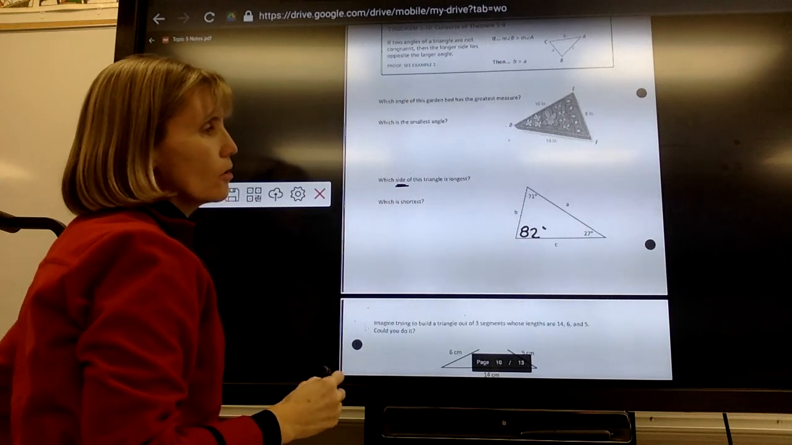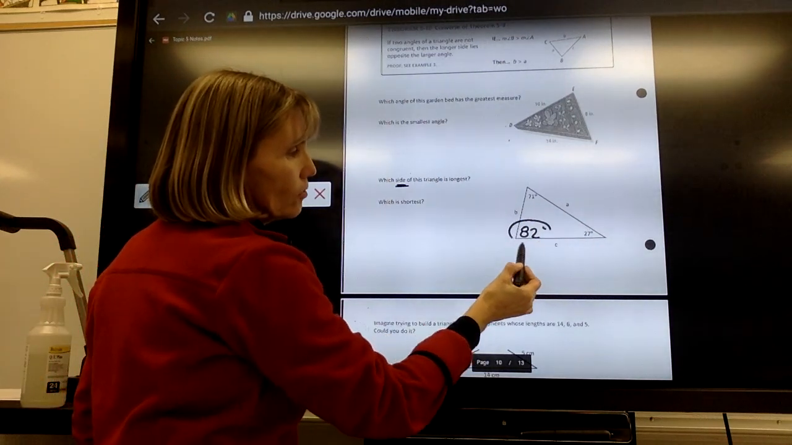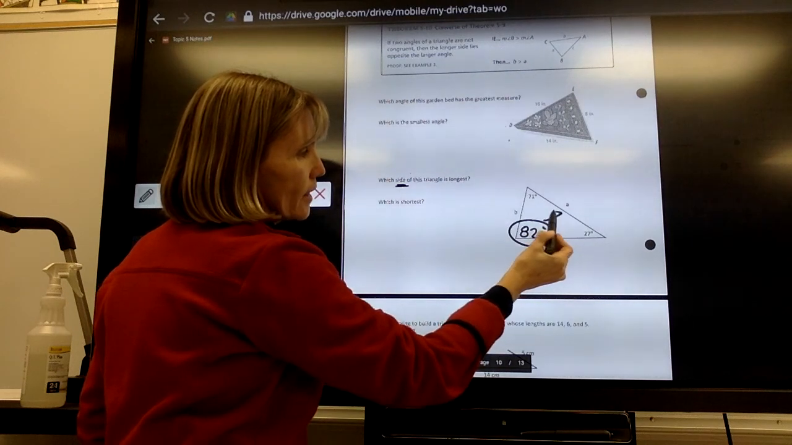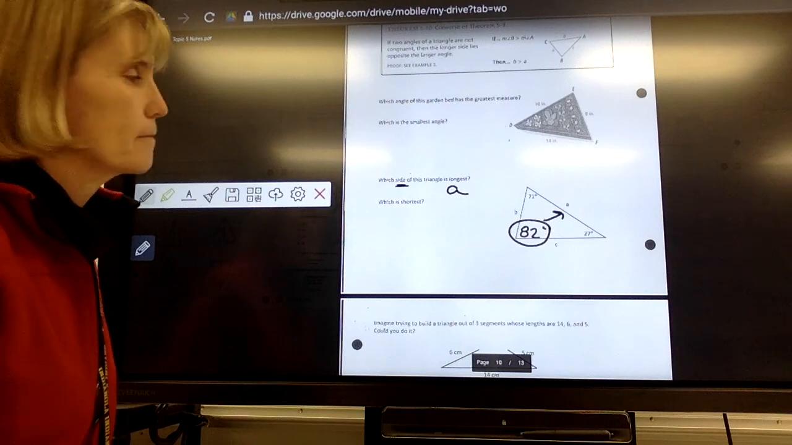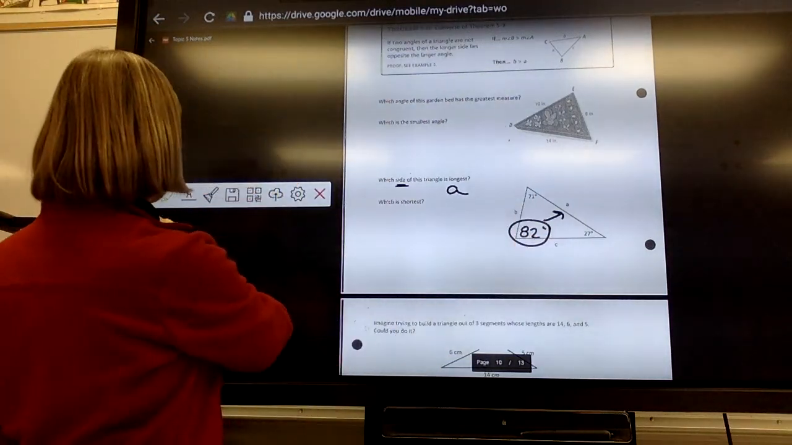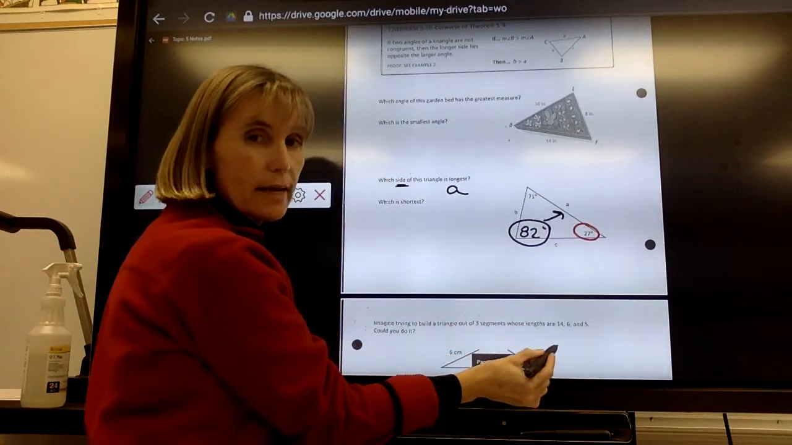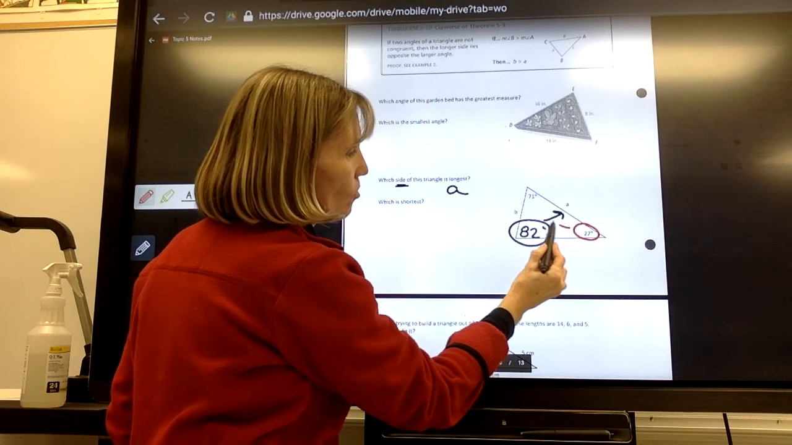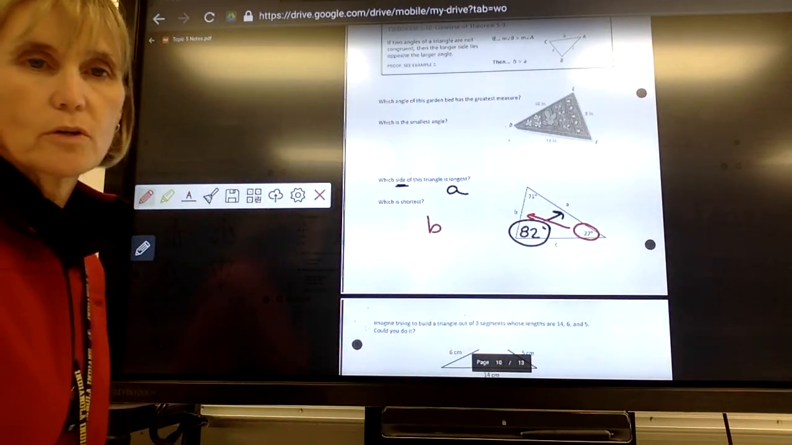Now, which is the longest side? We'll find the biggest angle. 82 is the biggest angle. So if I look opposite of that angle, I see side A. Side A has to be the longest side. Which side is shortest? Well, which angle is the smallest? 27 is the smallest angle in that measure. So if I look across from that, I know that side B is going to be the shortest side.